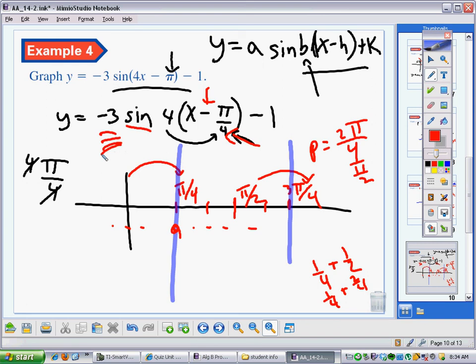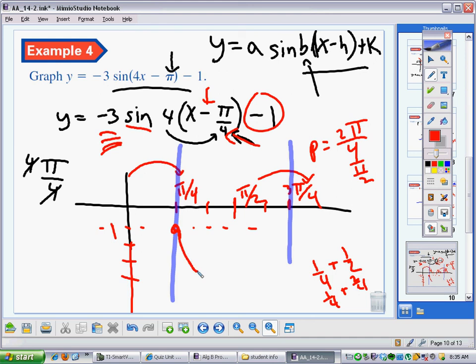So sine starts in the middle, so I start traveling down 3. This is -1 because of that guy. So now I need to go 3 more down. -1, -2, -3, -4. That's a 3-unit difference, 3 units for my amplitude. So I start to go down to here.